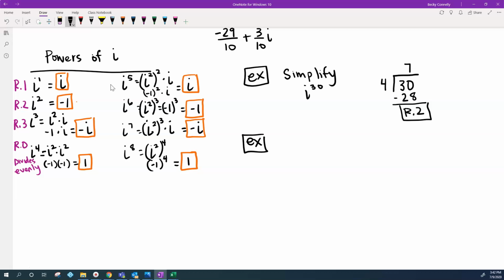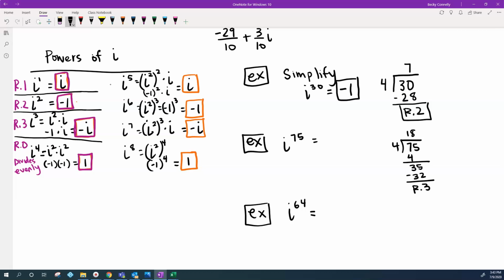Okay, so let's try it on another example here. Why don't you try these two: i to the 75th power, and then also i to the 64th power. Okay, so this one, whoops, I forgot to put over here. Since it was a remainder of 2, that means my answer is -1. Okay, so go ahead and do those other two.